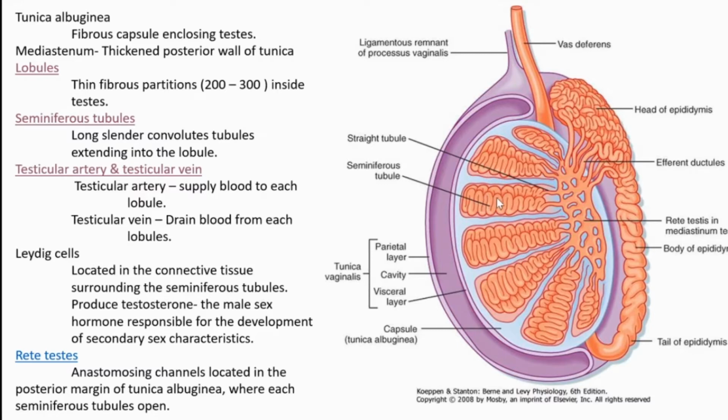These are the seminiferous tubules. In between the tubules, there is some area. In that area these Leydig cells are present. Their function is to produce testosterone. This hormone is responsible for the development of secondary sexual characteristics.